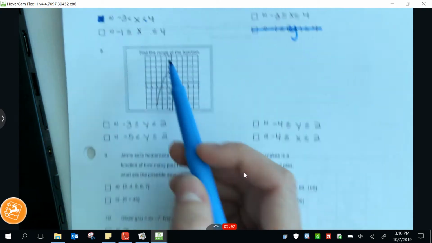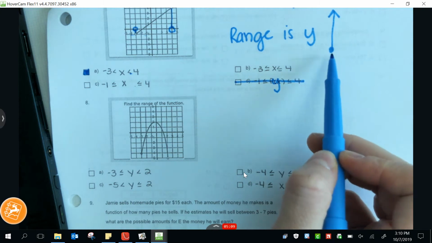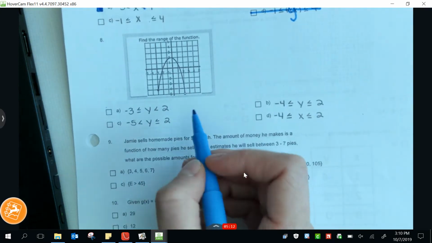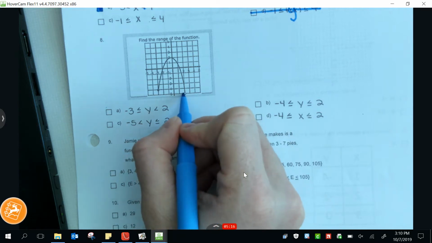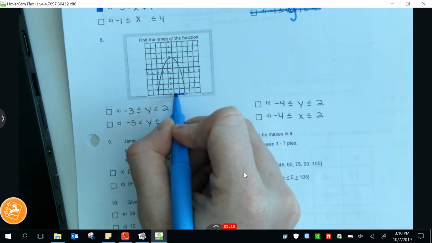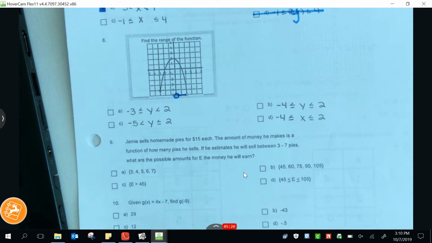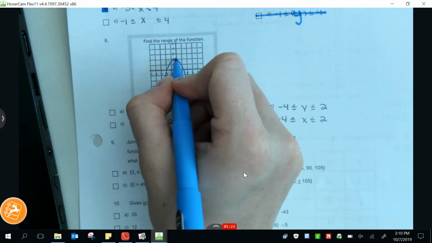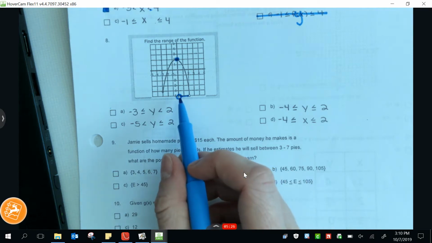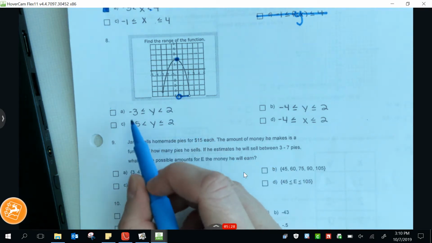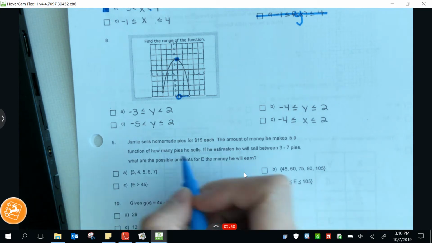Okay, now it wants the range. So range is the y. It goes from low to high. So my lowest point is not there. It's actually right here. So lowest, draw to the y-axis now. That is an open circle at -5. And my high point is up here at 2, and that is a closed circle. So low was -5, which makes it that one, and all the other ones are up.